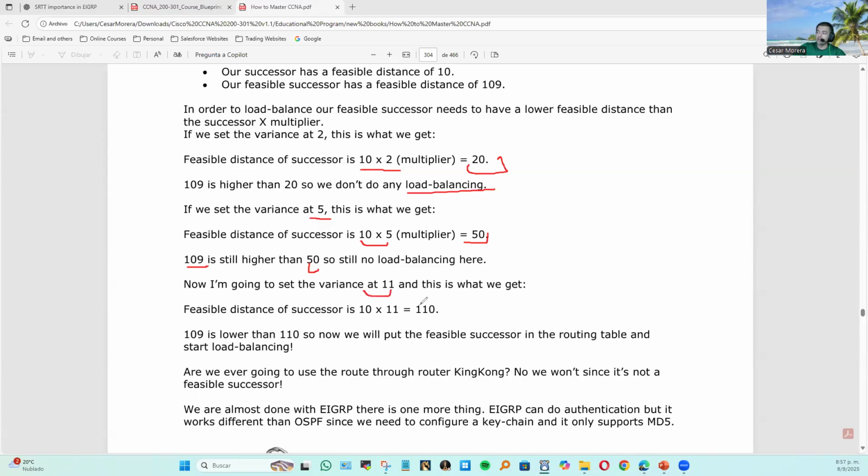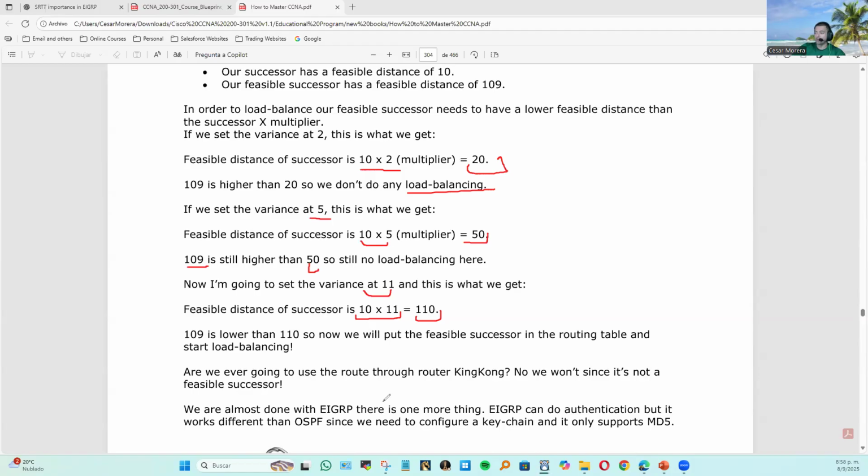Now, if we set the variance to 11, this is what we get. The feasible distance is 10 times 11, which is 110. 109 is lower than 110. So now we will put the feasible successor in the routing table and start the load balancing. Are we ever going to use the route through the router King Kong? No, we won't, since it's not a feasible successor.